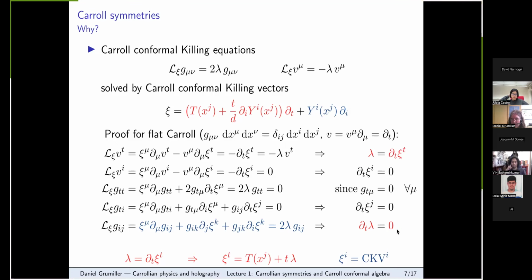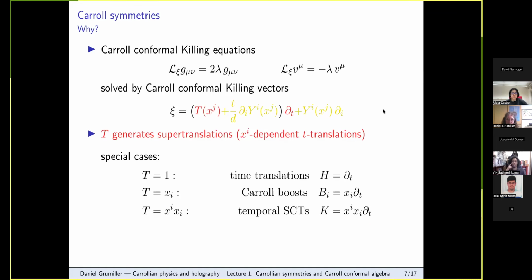So since ∂_t lambda has to be 0 and lambda has to be ∂_t ξ^t, the general solution of this is that you get some integration function T of x^j plus t times lambda. And those lambdas are further constrained by this equation, and they have to be given by basically ∂_i Y^i up to some dimension dependent factor. So that means because of this integration function, we get a whole function's worth of Carroll conformal Killing vectors. And that's the origin why you have infinitely many of them.